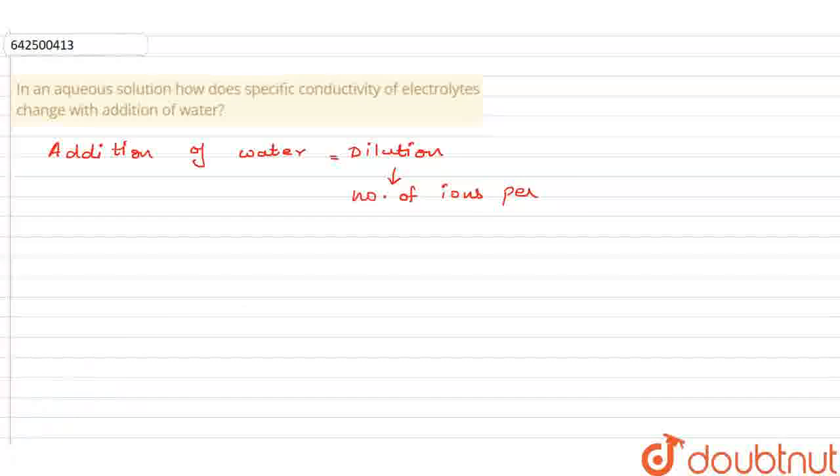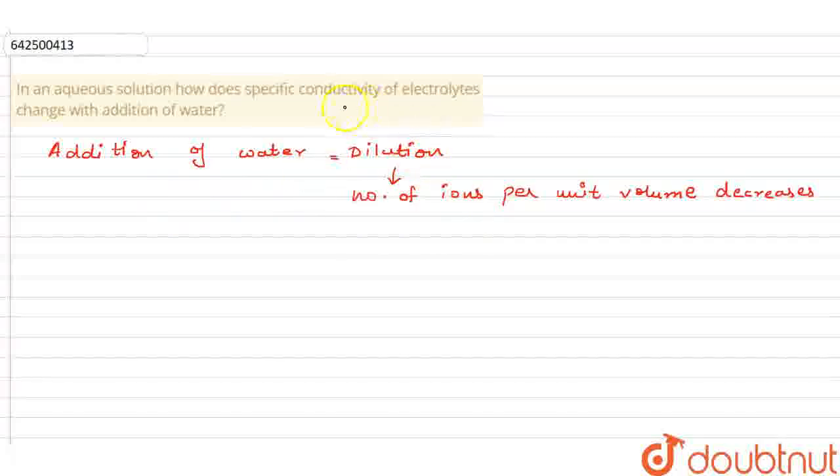Now, whenever dilution takes place, it also indicates that the number of ions per unit volume decreases. Okay. Now, what do I mean by number of ions? So, addition of water is understood, that is dilution.